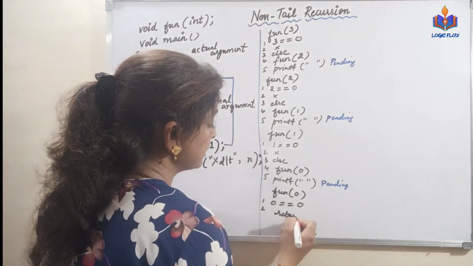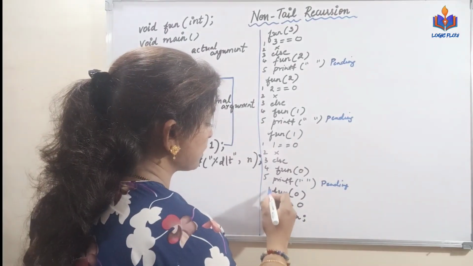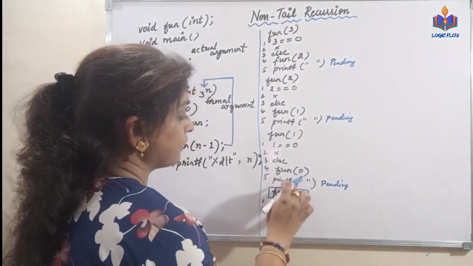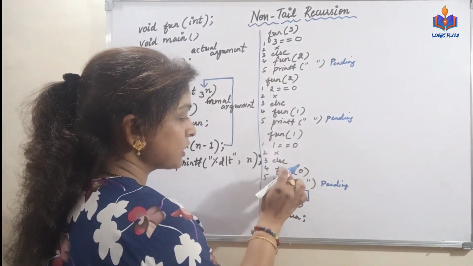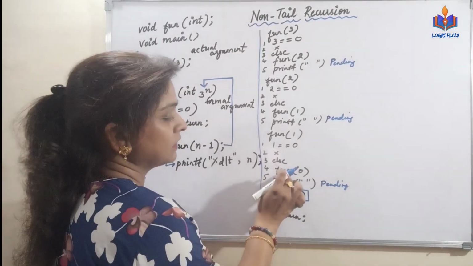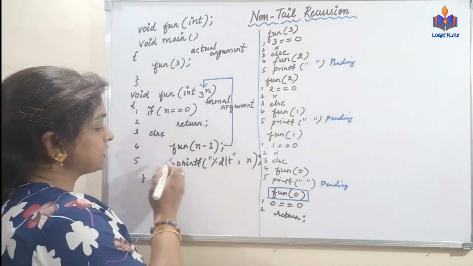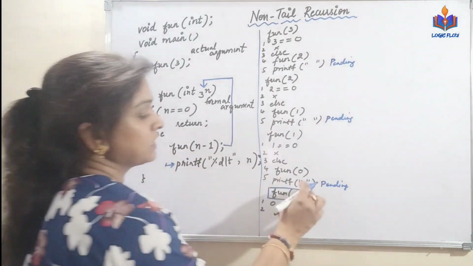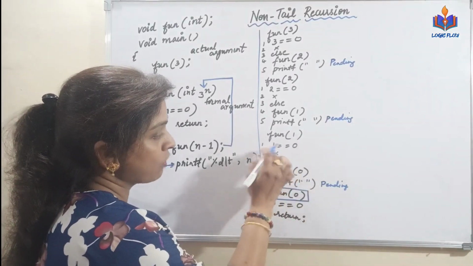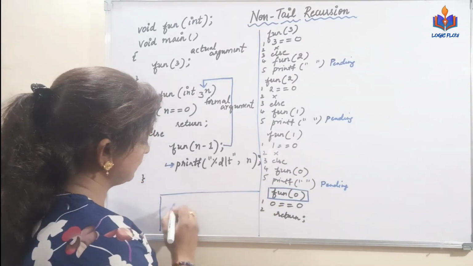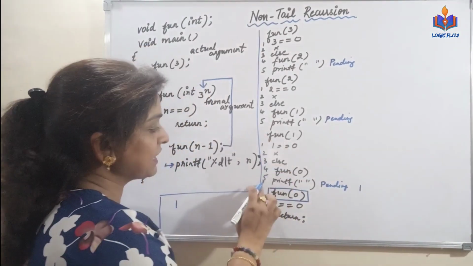So return means where it has to return. Return to the place where function 0 was called. Function 0 was called here. Right. Simply return. The control will come to this point. Then this statement, the remaining statement. So I'll say printf. What to print? The value of n. So what is the value of n? It is 1. Print 1. Again all the 5 statements done.